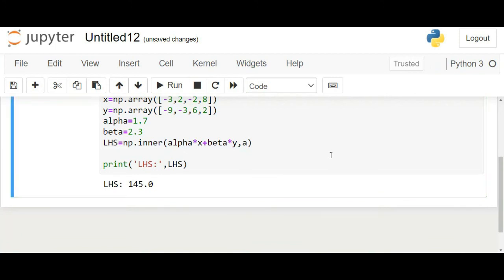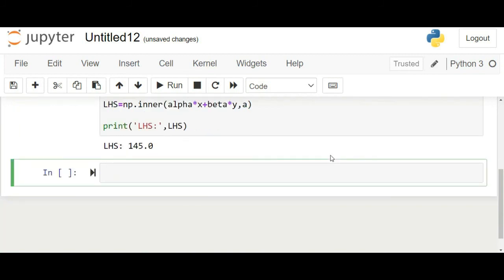So this is the way to operate with the linear combination of a function. And now our next code is a little bit simpler.